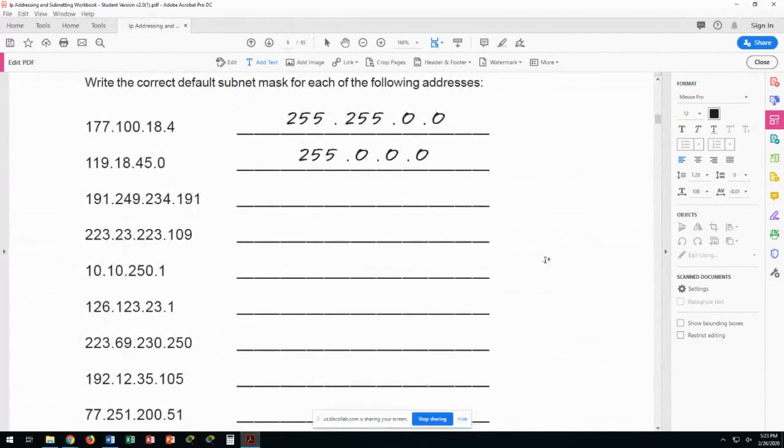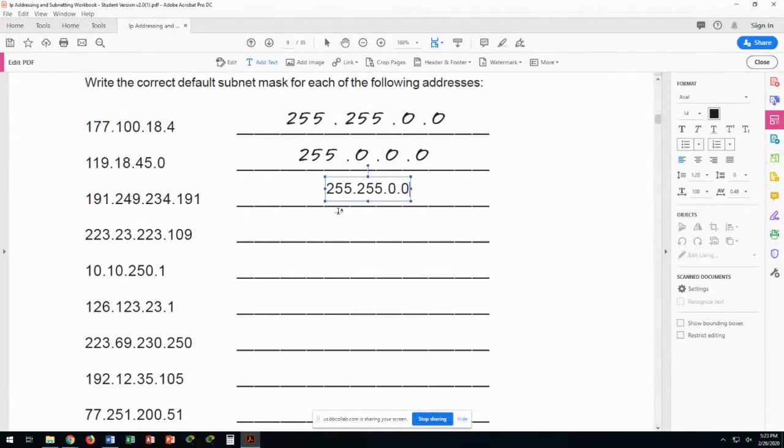Okay, here's default masks. All right, so 191. What's the default mask? Well, what class is that? What's the class for 191? B, right? So what's its default mask?